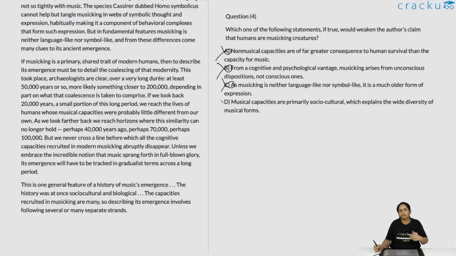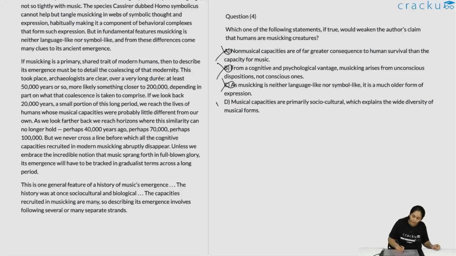It is not universal. It is not something similar to what there was 20,000 years ago, because 20,000 years ago, our social and cultural abilities were very clearly different. So when he says that musical capacity is musicking, or that it is a marker of modern humanity, that is clearly wrong, because musical capacity is essentially developed through socio-cultural factors that are present today, not that were there thousands of years back.